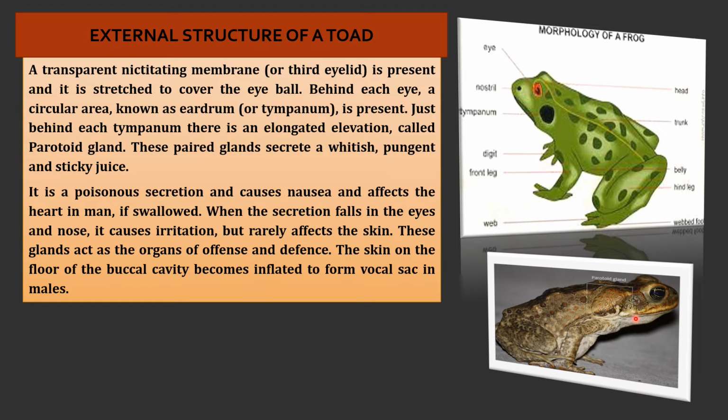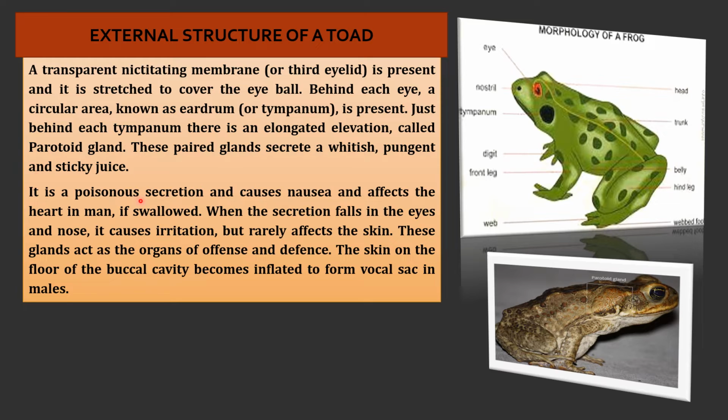These paired glands secrete a whitish, pungent and sticky juice. Why paired? Because on this side there is one parotid gland and on the other side of the toad, another parotid gland is present. So two parotid glands. That's why paired parotid glands are present. Now from the parotid glands, a whitish, that means white-colored, pungent and sticky juice is secreted. Pungent means with a pungent smell. That means an irritating smell you can say. And sticky juice. That means it can stick to anything actually. So a jelly-like substance you can say.